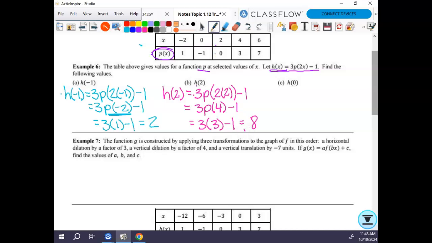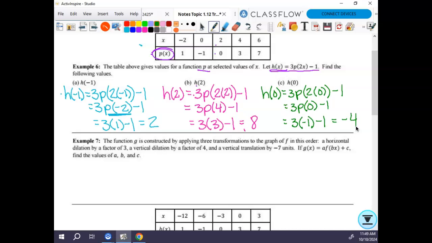All right, y'all find h of 0. All right, we get -4. Any questions at all? All right.